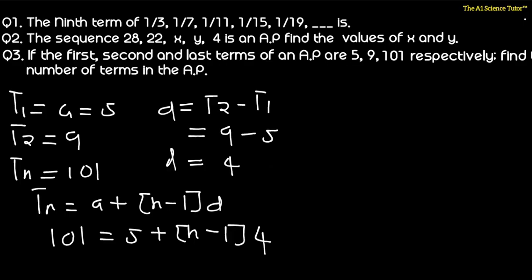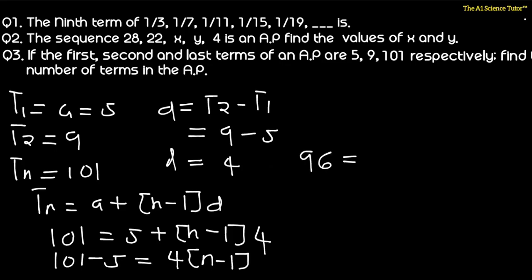So the first thing that I'm going to do is to take this and bring it to this other side. So that basically will be 101 minus 5. This will be equal to 4 multiplied by n minus 1. Now 101 minus 5 basically should give us 96. So we have that into 4. So that is equal to 4 into n minus 1.